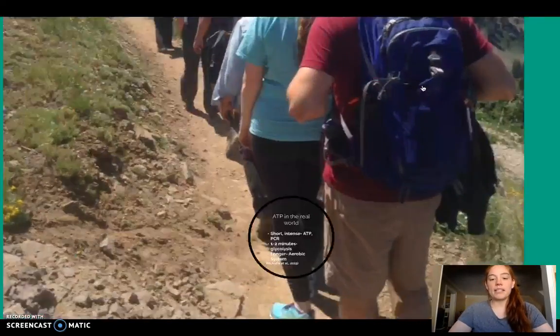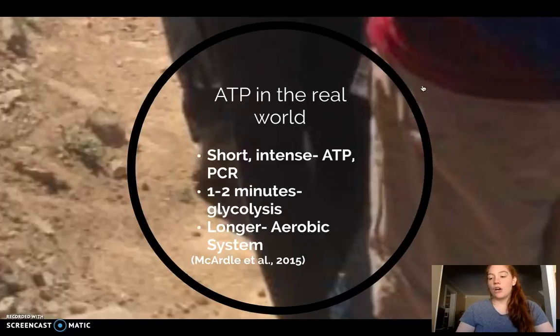And then ATP in the real world. So we might be thinking like, okay, so we have all these different systems, but how do those actually work together? So if you're going from sitting to walking, you're increasing your energy transfer by 4 times. So just that little bit, sitting to walking is 4 times. Your body says, all right, let's go ahead and go. From a slow walk to a sprint, you're increasing it 120 times.